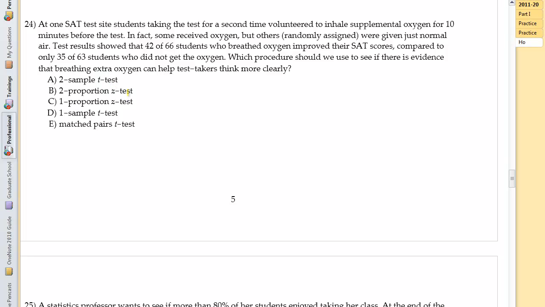Well, we're looking for the difference between mean and proportion, right? Okay, so are we talking about a t-test or a z-test? Students who breathed oxygen improved their SAT scores compared to students who did not get the oxygen. If you look at this, this is 42 successes out of 66. This is 35 successes out of 63.